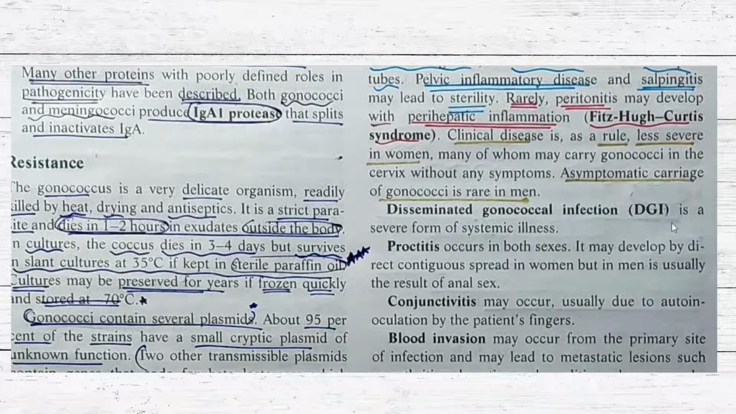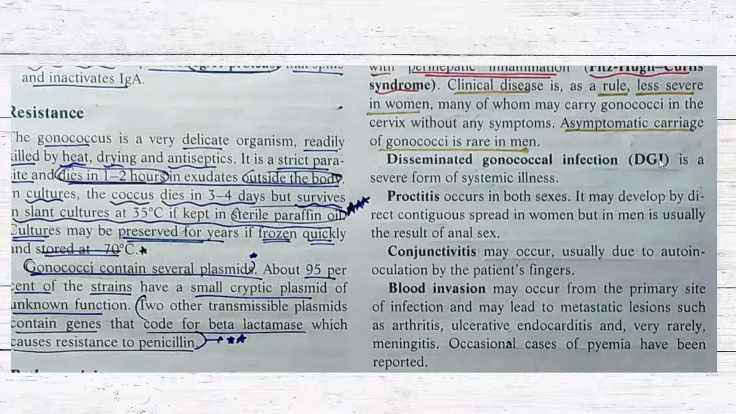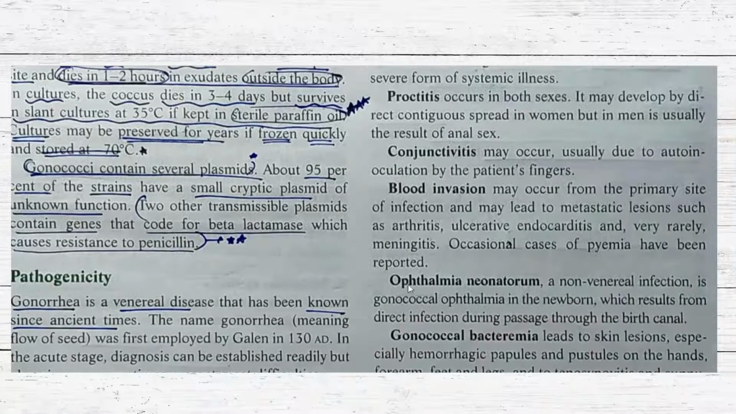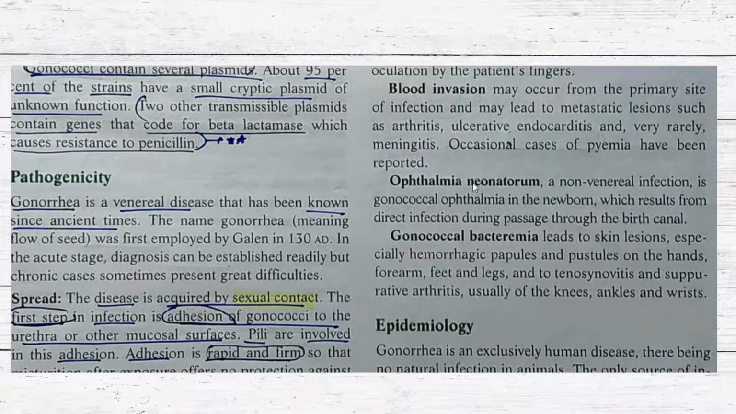So these are the other forms of illness. There is DGI, proctitis, conjunctivitis, and blood invasion, because from the primary site of infection it can lead to metastatic lesions. Then ophthalmia neonatorum, a non-venereal infection in the newborn, which is acquired during passage through the birth canal. Then you come to gonococcal bacteremia with skin lesions: hemorrhagic papules and pustules on the hands, forearms, feet, and legs. So these are basically skin lesions.